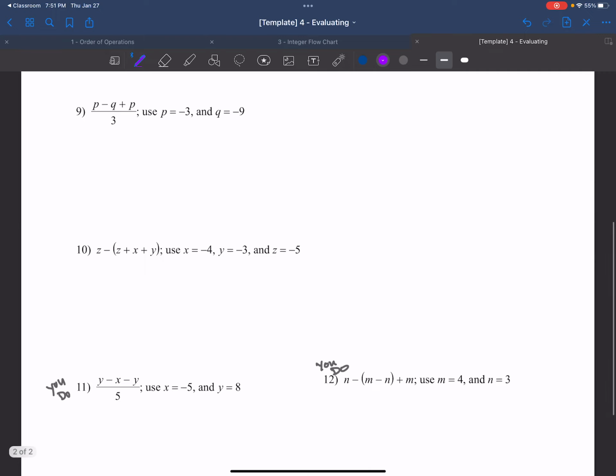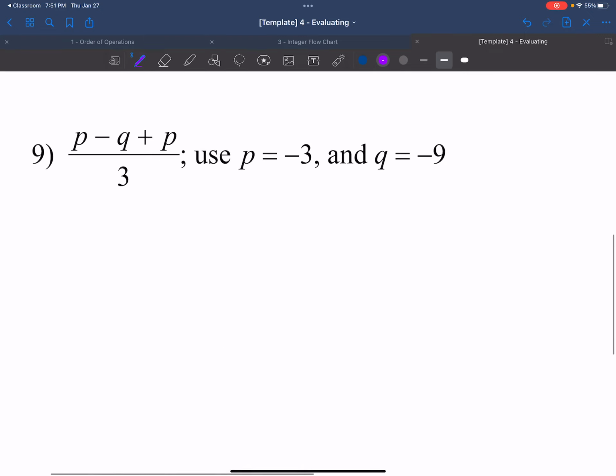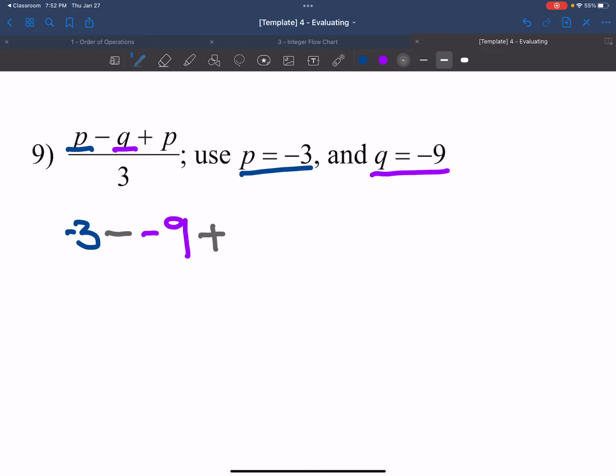All right, let's look at number 9. So number 9, we have P minus Q plus P all over 3. So once again, we are going to replace our variables with the numbers they gave us. To replace this first P, we write a negative 3. Then we have a minus sign. We replace Q with a negative 9. Then we have a plus sign. And then we replace P with a negative 3. All right. And then all of that, don't forget, is over 3.